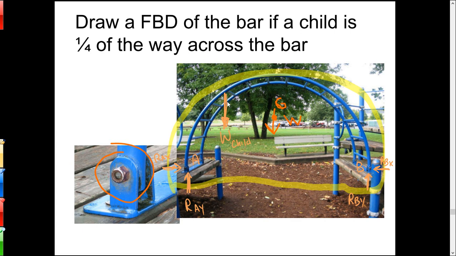We have the weight of the child, quarter of the way across, and then we have both of these forces at each pin, RAY, RAX, RBY, RBX. Now I think that RAX and RBX are going to be 0, but I'll show them on the diagram because I've got a pin joint there. My equations could show that RAX and RBX are 0, but I'll show them because they have the potential to occur, because pin joints can generate an RAX and an RBX as well as the RAY and RBY.